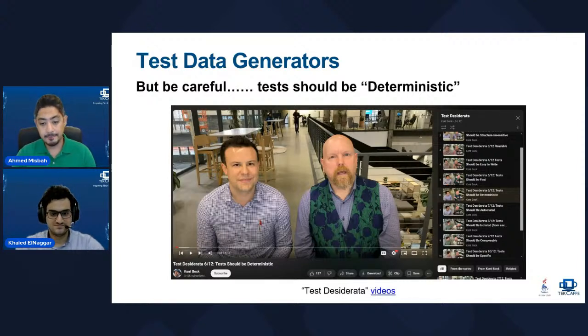So just remember that when you're using this library, you want to use it in a way that will still keep your tests being deterministic. And I advise you to watch Kent Beck's videos on the test desiderata. These are 12 principles for writing automated tests, and one of these principles is that your tests should be deterministic. So just use this library with caution.